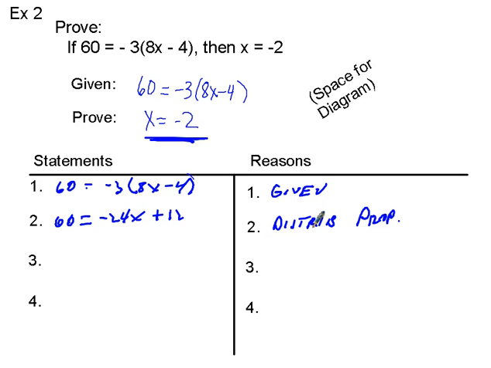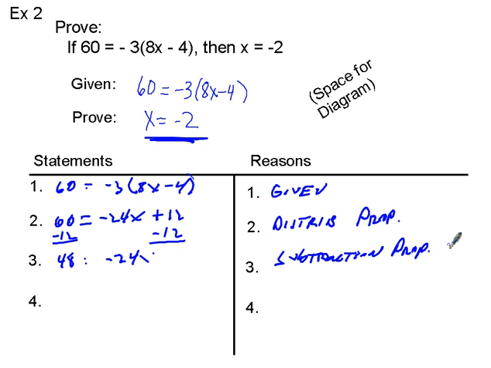The distributive property. What's our next step? We'll subtract 12. So that sounds like the subtraction property of equality. That's correct. So we have the subtraction, and this is just a way to justify what you're doing. Subtraction property of equality.